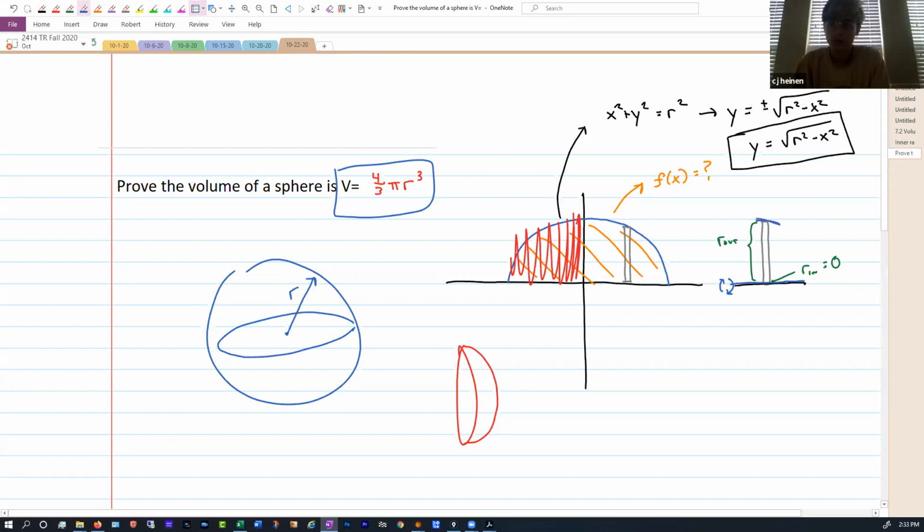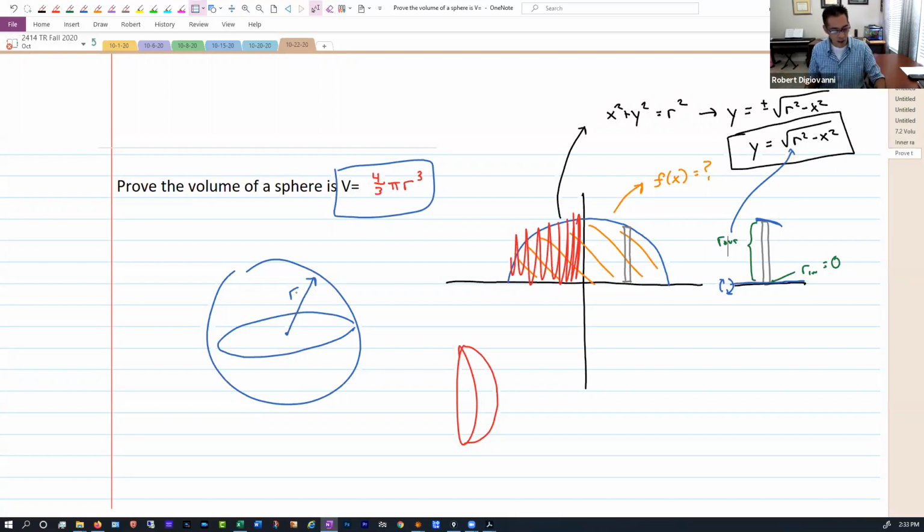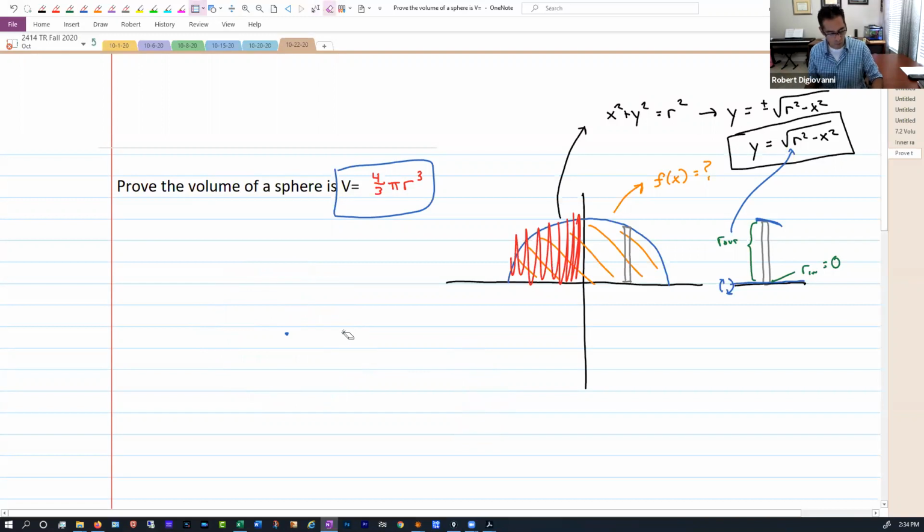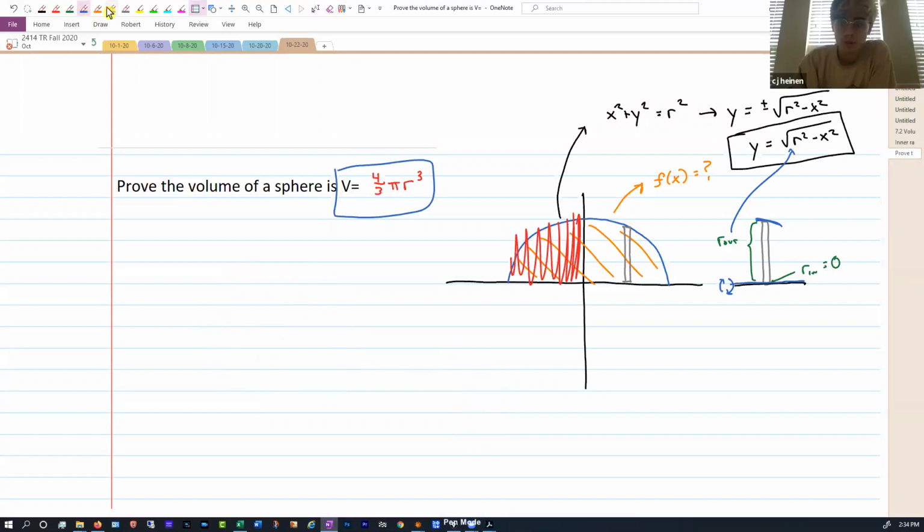Square root of y. Yeah, it's the top of that circle. So it's r out is that, right? There's only two other things I need in order to do this, and that's my limits of integration. So my rectangle is going to be sliding in here between where and where? What are my x restrictions?